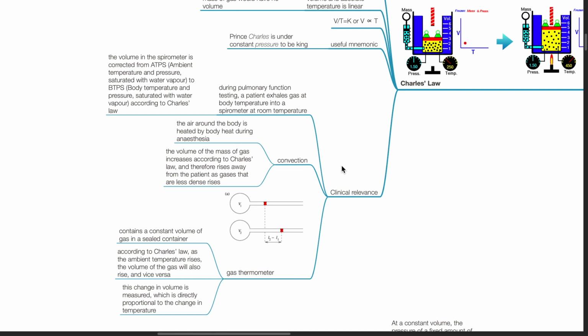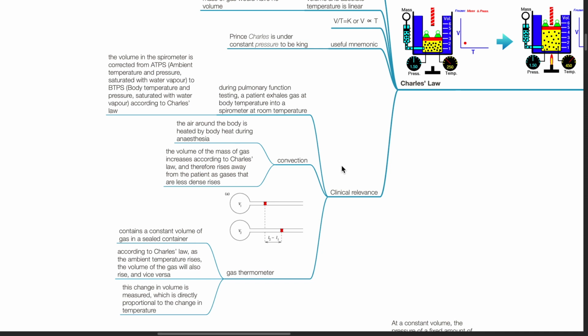Convection. The air around the body is heated by body heat during anesthesia. The volume of the mass of gas increases according to Charles's law and therefore rises away from the patient, as gases that are less dense rise.